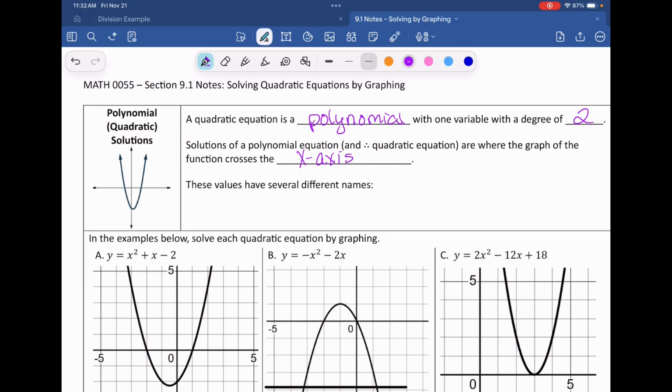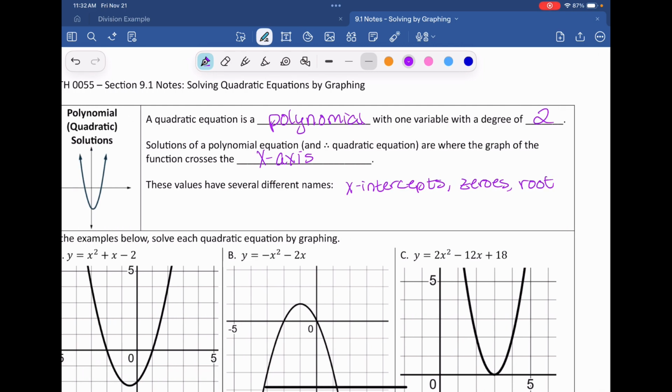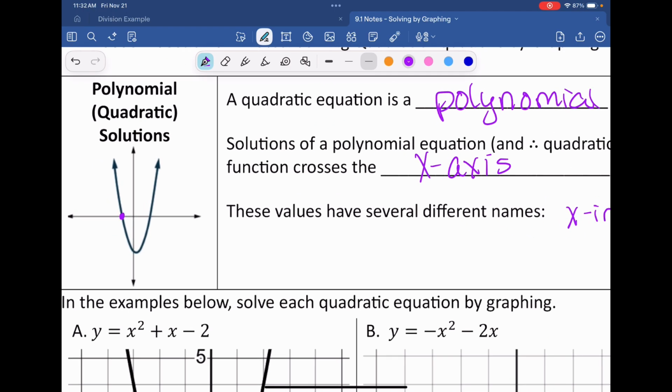And there are several different names for these. Okay, the main one is that they're x-intercepts. But they're also called zeros, roots, solutions. Okay, so I'm looking for where it crosses the x-axis.